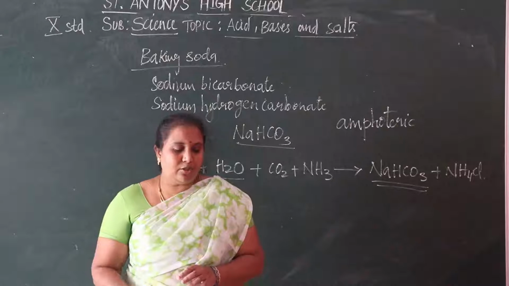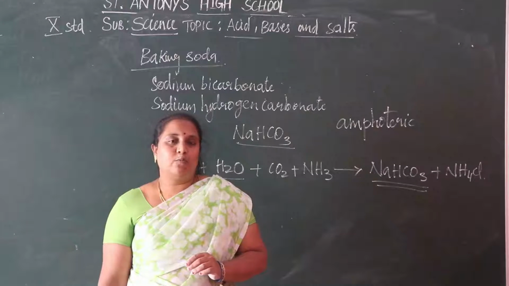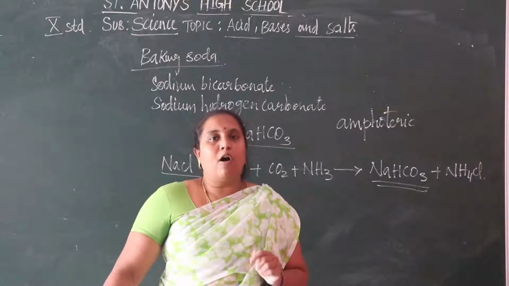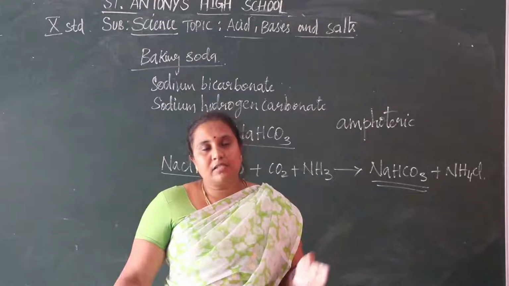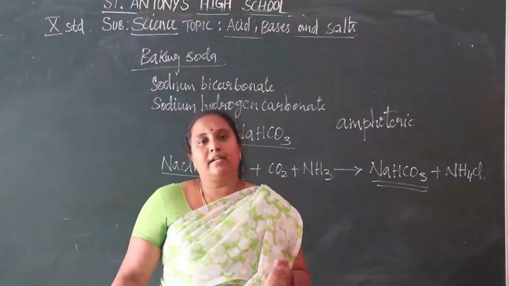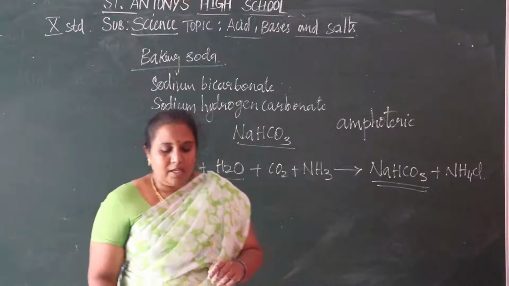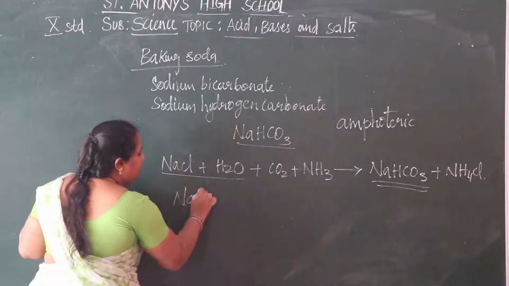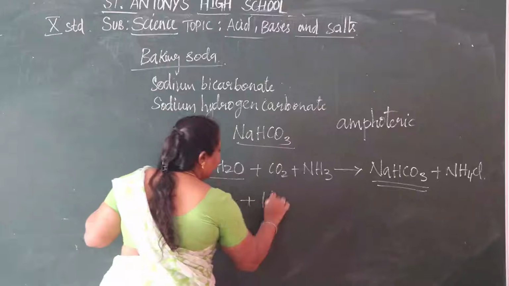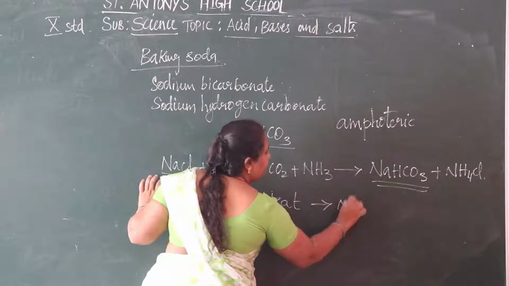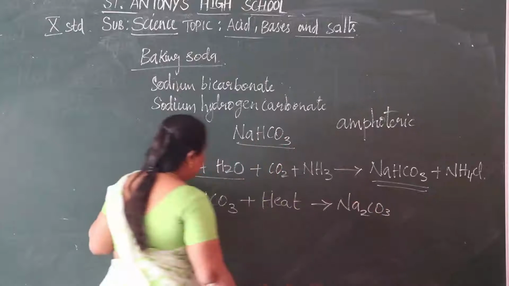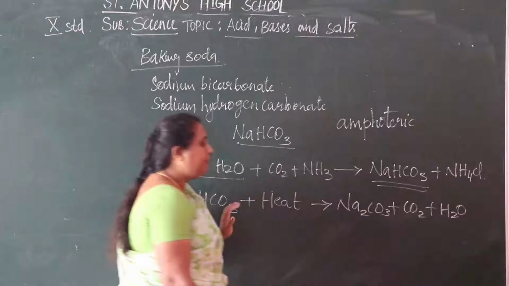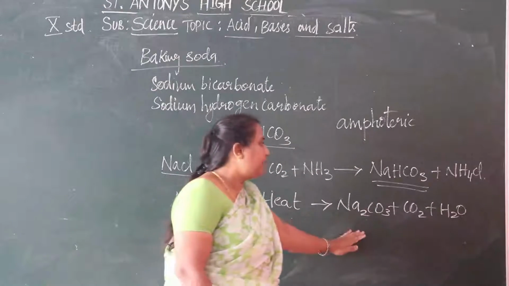Then, sodium hydrogen carbonate is sparingly soluble in water. On thermal decomposition of sodium hydrogen carbonate, we get sodium carbonate. So this sodium hydrogen carbonate we are heating, and we get sodium carbonate, Na2CO3, plus carbon dioxide plus water.